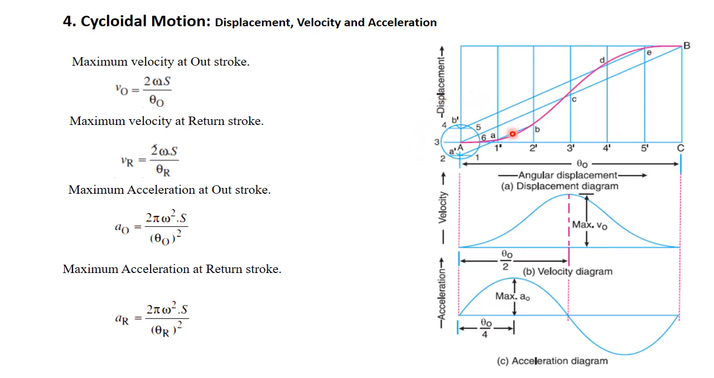Now the problems are asked to draw the motion of the follower by using either one type of motion or a combination of the types of motions studied in these cases. So we will see different types of problems in the next stages of our discussion.